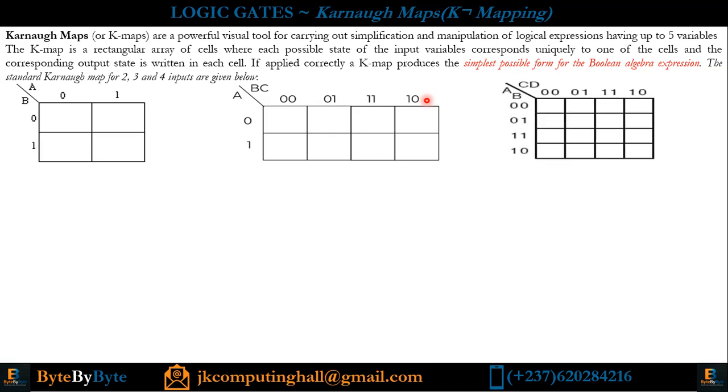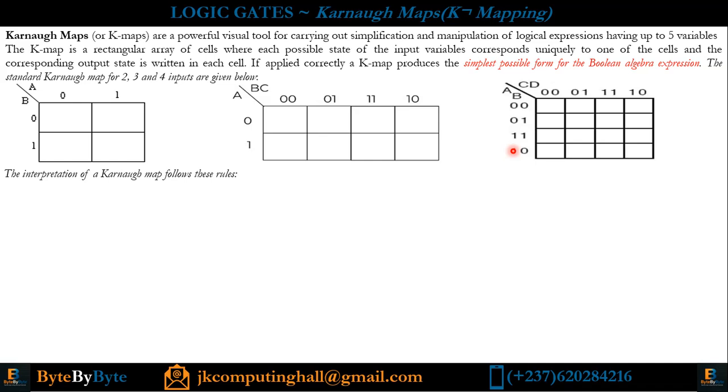For a 4 input logic gate, this is what we are going to have: 00, 01, 11, 10. These are the inputs of C and D, whereas these are the inputs of A and B. Okay, let's proceed.